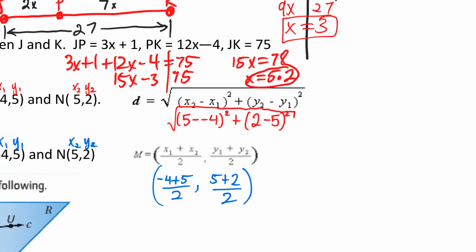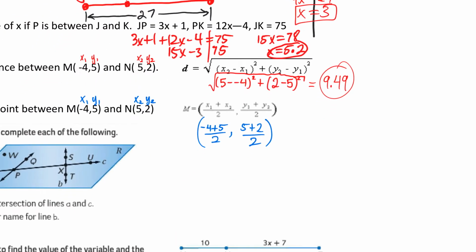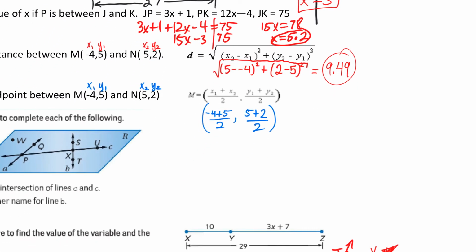Okay, on this one, when you type that in, what do you get? 9.49. Okay, on this one, it's the midpoint, so it's like an ordered pair. So it gives you 1/2, comma 7/2. That's the answer. If you wrote it as 0.5, comma 3.5, same thing. That's it.